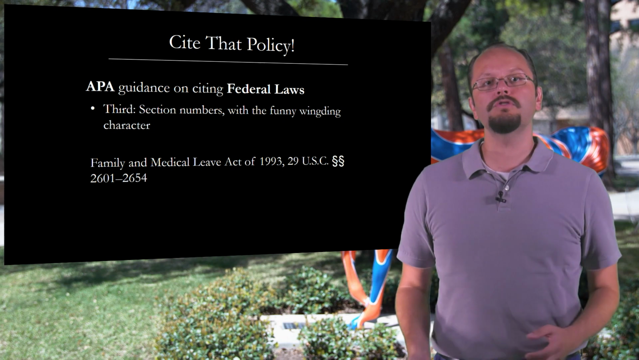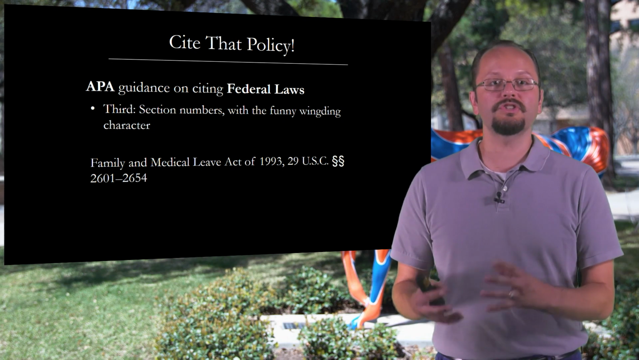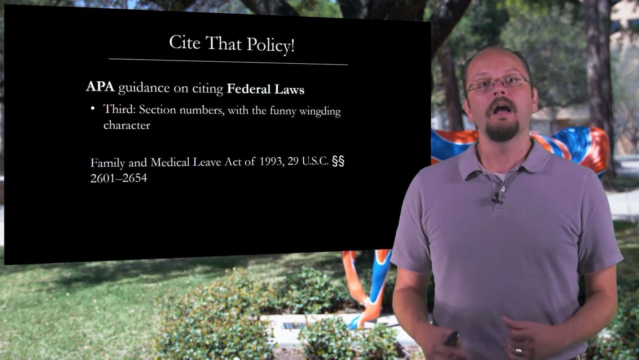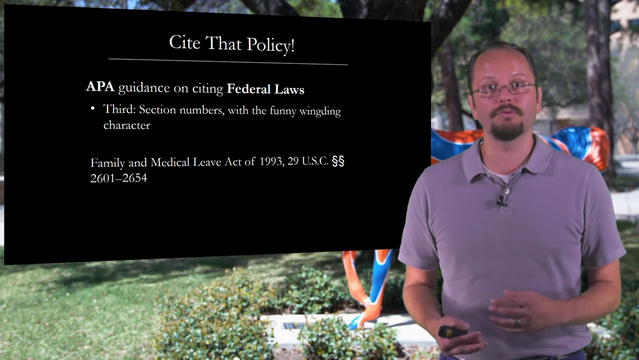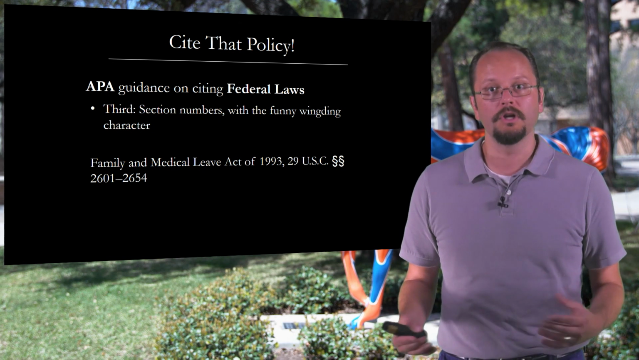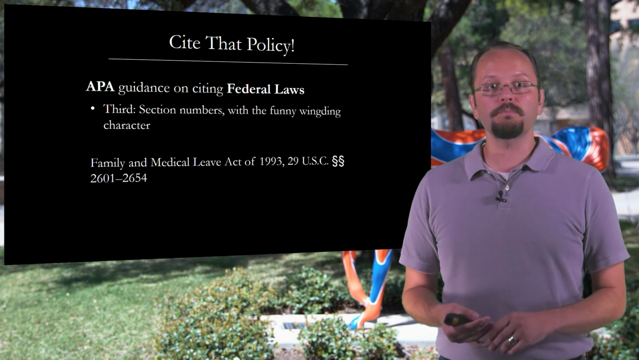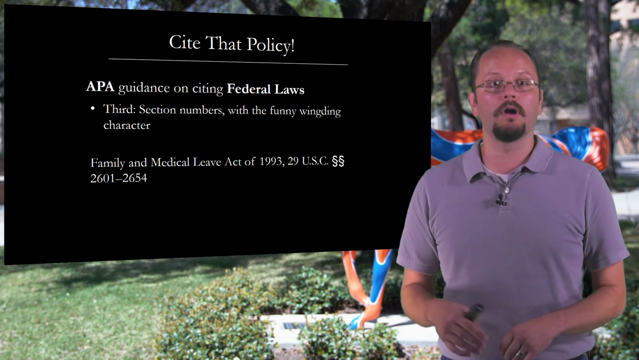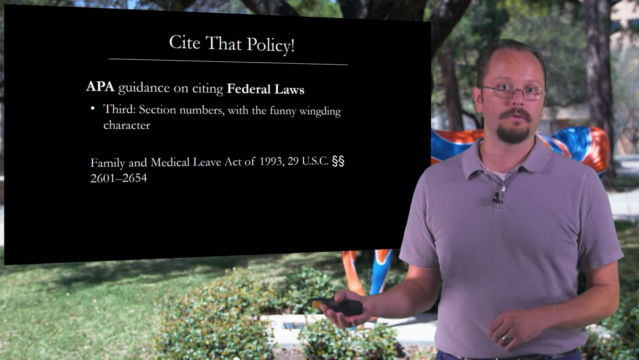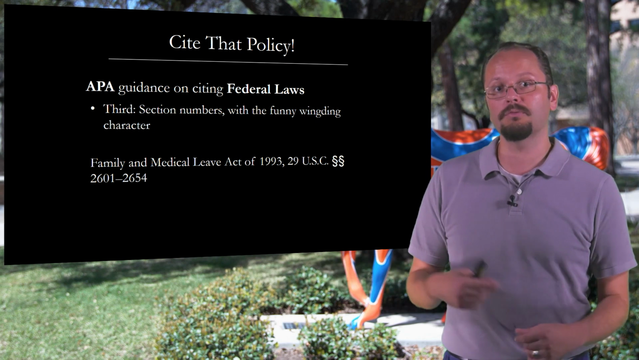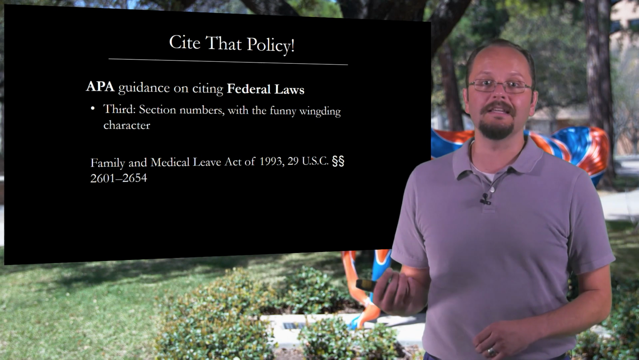Next, we're going to want to note which section numbers within that title correspond to this specific law. Again, this is information that you will locate when you find it in the U.S. Code using the instructions that I'll provide at the end of this presentation. So this particular law is found in 2601 through 2654. Okay, so in our reference entry, Family and Medical Leave Act of 1993, comma, 29 USC, and then we'll have two of these funny little section number abbreviations.